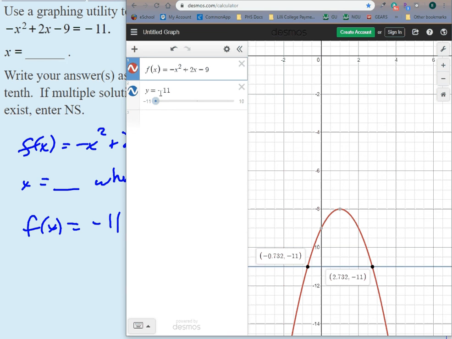Y equals the left side, and I'll show you. Doesn't matter if it's even f of x. Might be easier just to even think about this as a y. I just want to know, where is that y value equal to that y value? Look for the intersections of the curves.